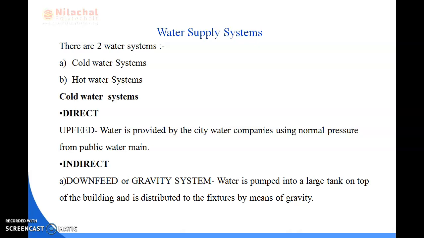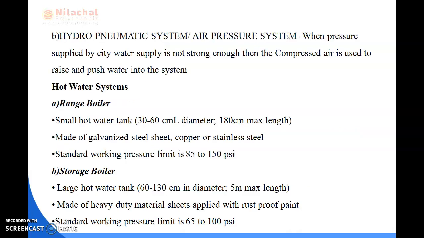In the direct system, first we'll read about off-feed. Off-feed means the water is provided by the city, and the water company is using the normal pressure from the public water main. Next, that is the indirect water system. The indirect water system consists of two types, that is the downfeed or gravity system, and the hydropneumatic system or air pressure system.